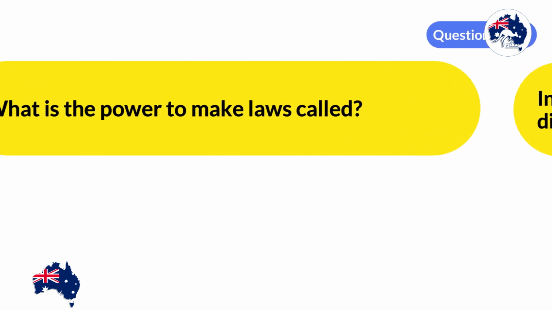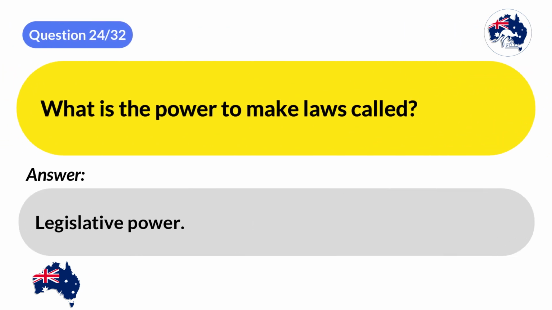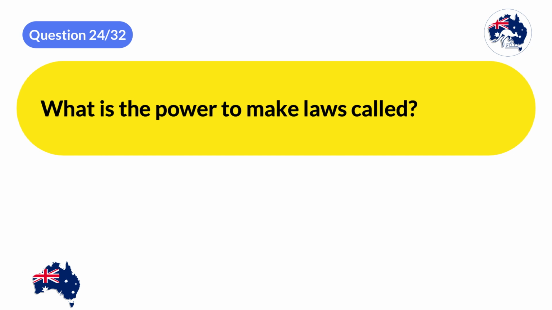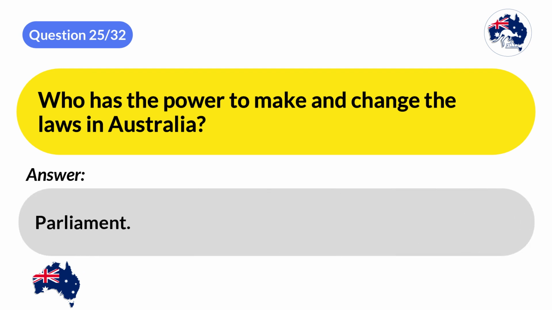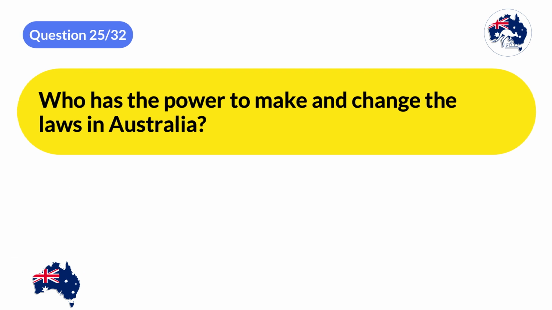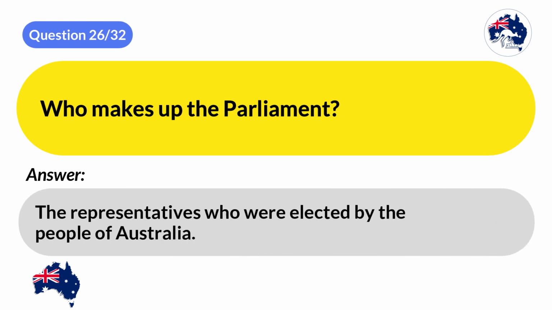What is the power to make laws called? Legislative power. Who has the power to make and change the laws in Australia? Parliament. Who makes up the Parliament? The representatives who were elected by the people of Australia.